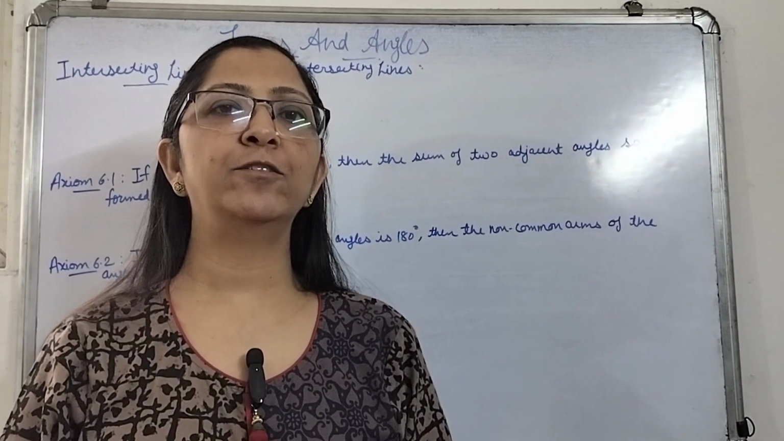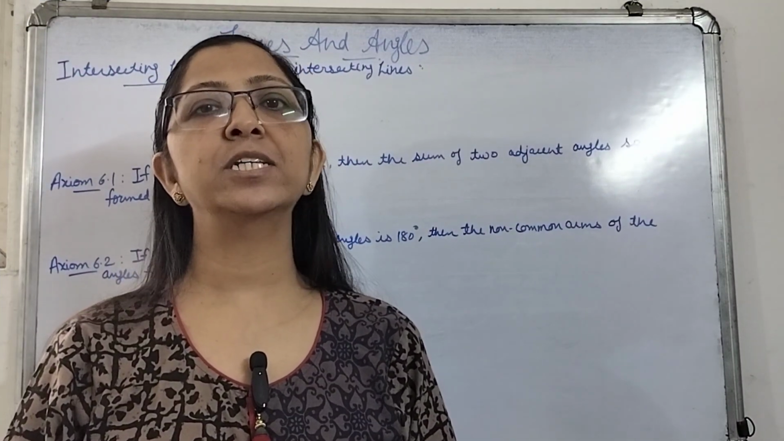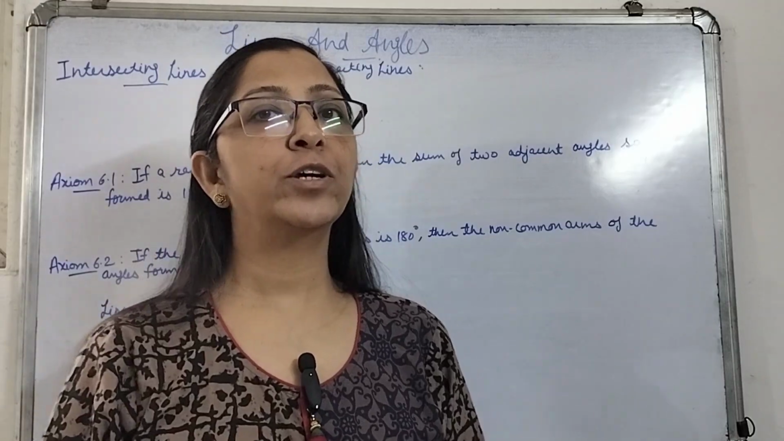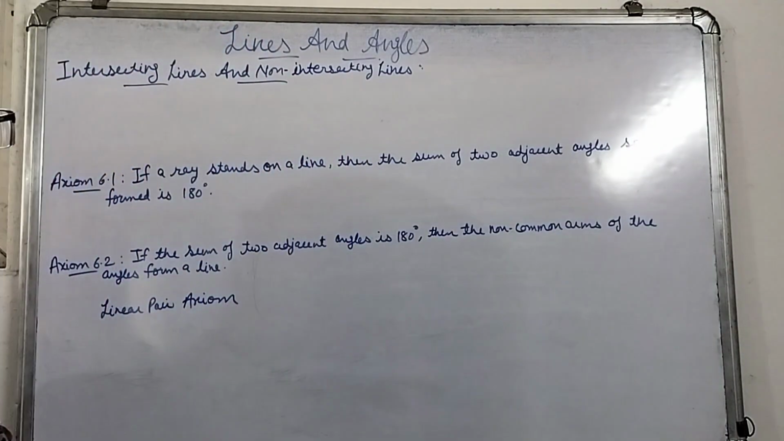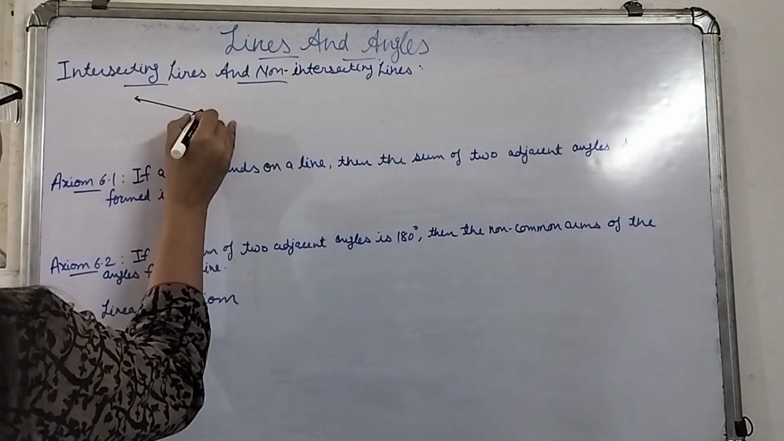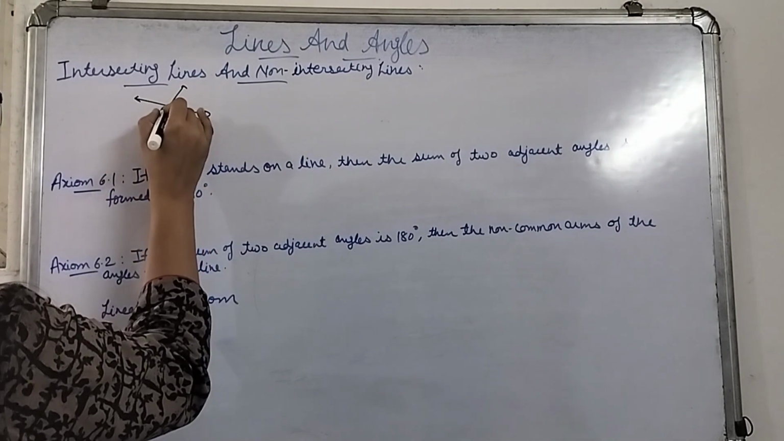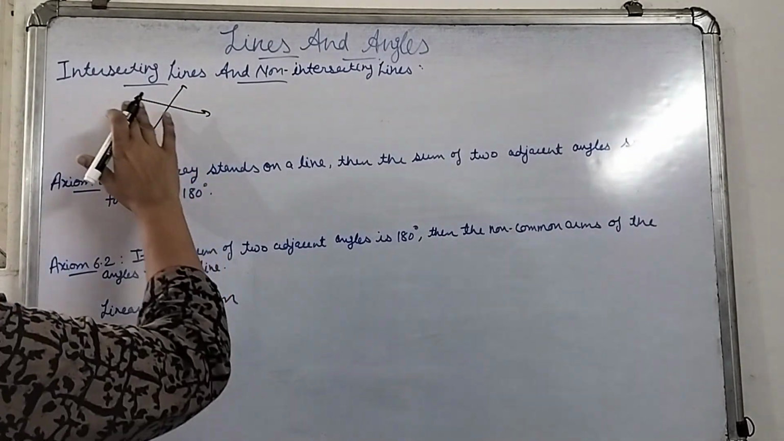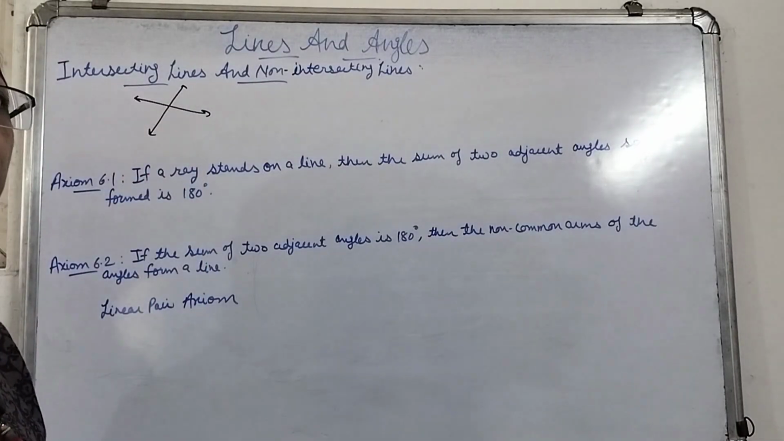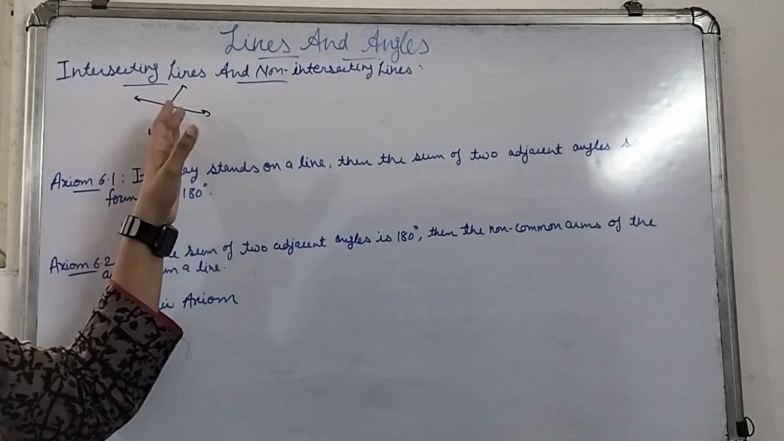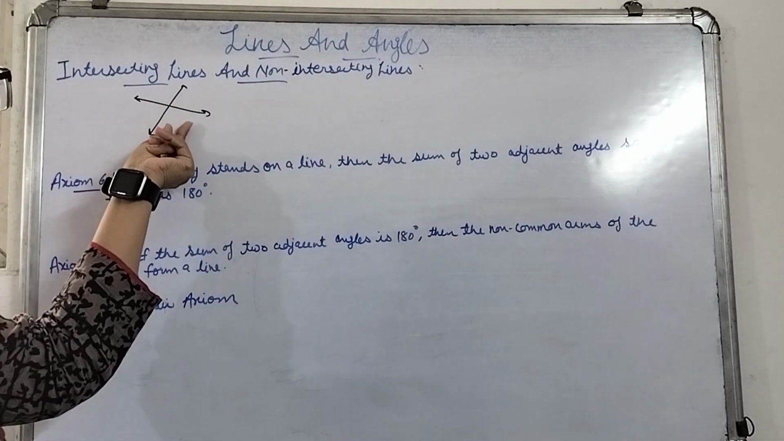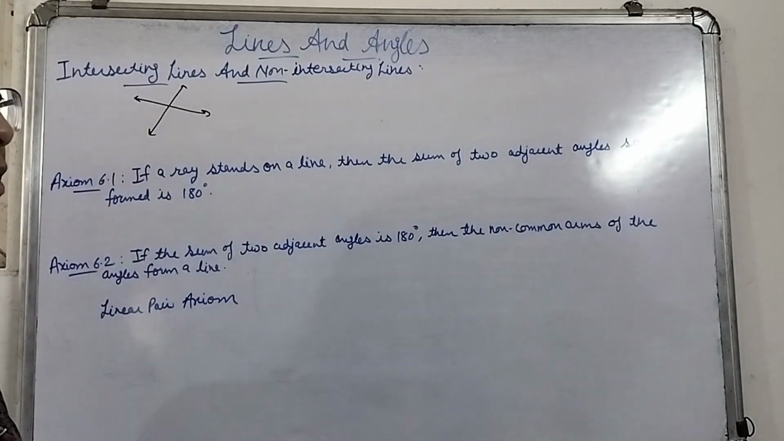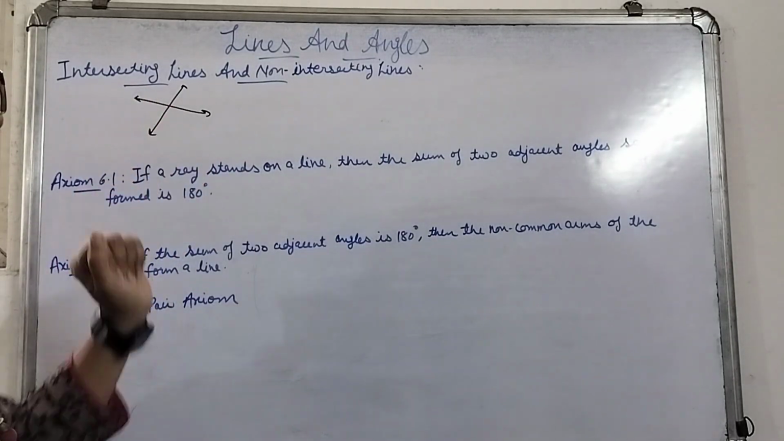Now let's understand what are intersecting lines and what are non-intersecting lines. If we take any two lines which intersect each other at a point, then such lines are known as intersecting lines. If we take any two lines, they will intersect at a maximum of 1 point only. They won't intersect at more than 1 point.